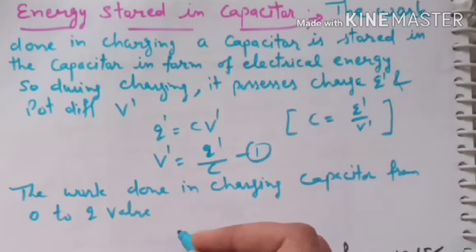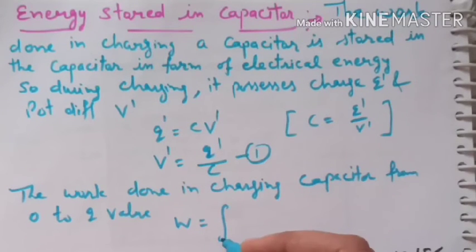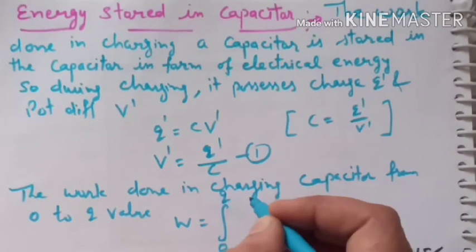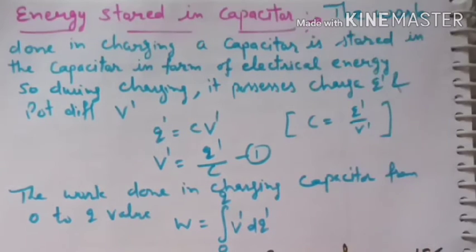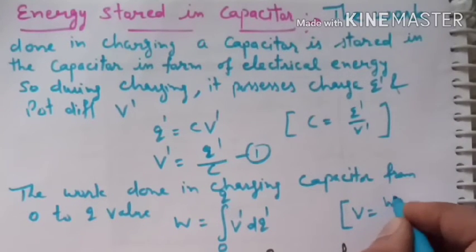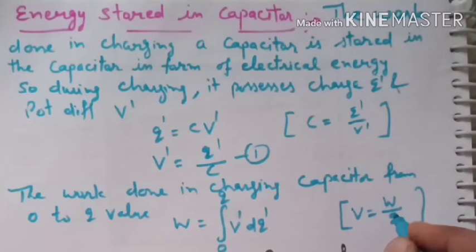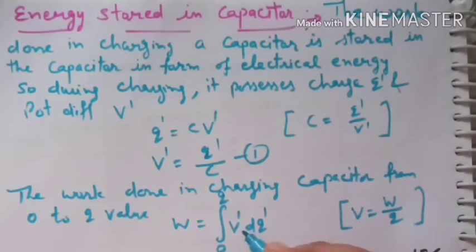So the work done is W. This is equal to the integration for the total work done from 0, because initially the capacitor is uncharged, to Q value. So this is V dash dQ dash. This is the work done, because potential is work per unit charge. So work is equal to potential into Q. Here V dash, dQ dash is a small charge. So now we integrate this from 0 to Q value.